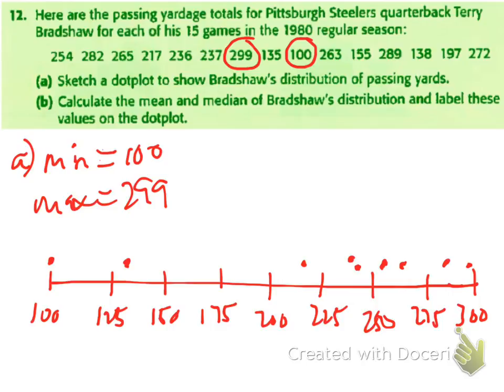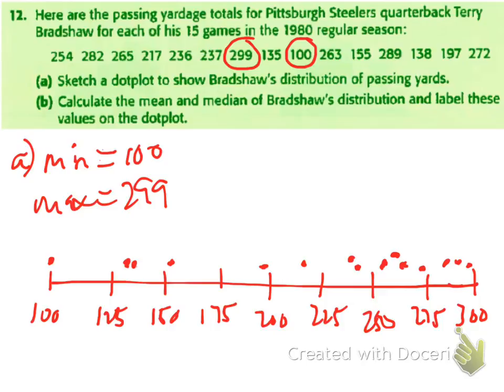263. That's right around there. These aren't great dots. The stylus doesn't make great dots. Sorry about that. 155, 289, 138. Come on. 197, so it's real close to 200, and 272, which is real close to 275. Come on. All right, so there's your dot plot.